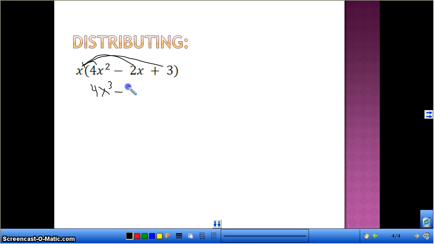That's going to give you -2x squared. And then x times +3 is going to give you +3x. From this point you can look and see if you have any like terms, but you don't. Yes, they all have an x, but they all have different exponents. Remember, like terms have to have the same variable and the same exponent.